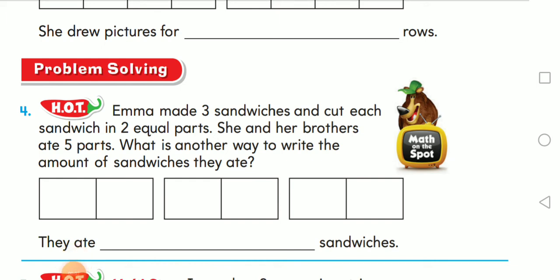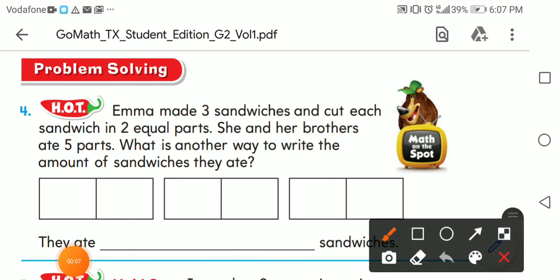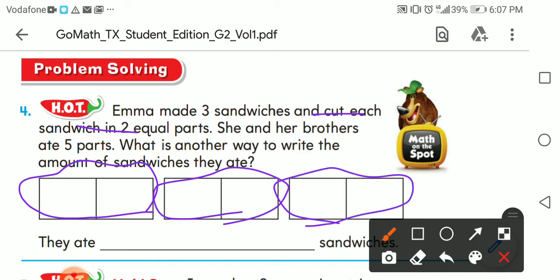Let's complete the word problem lesson. So I have here: Emma made three sandwiches and cut each sandwich into two equal parts. Three equal sandwiches, I have here one, two, three sandwiches, and they cut every one into halves. She and her brothers ate five parts. One, two, three, four, five.